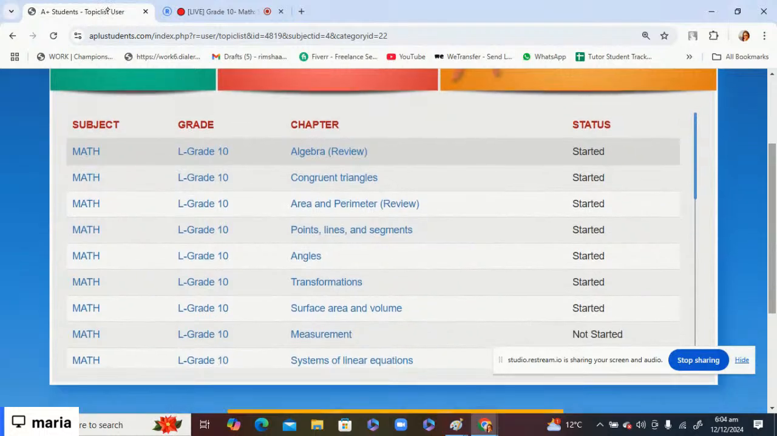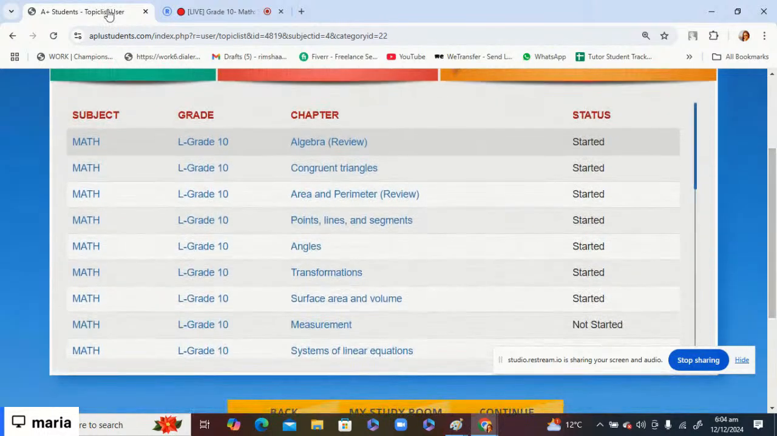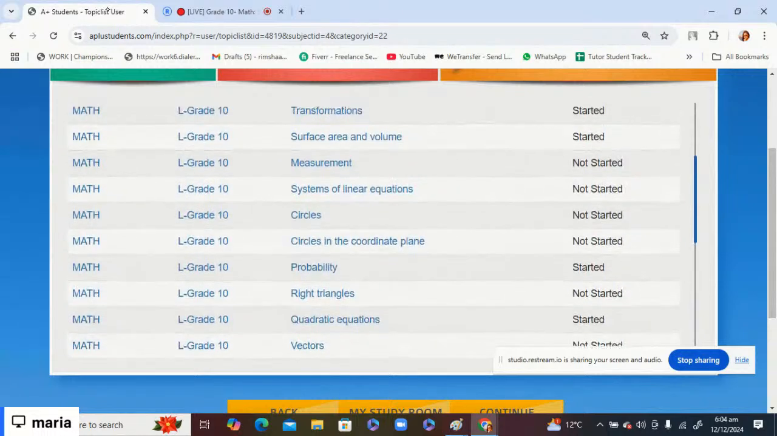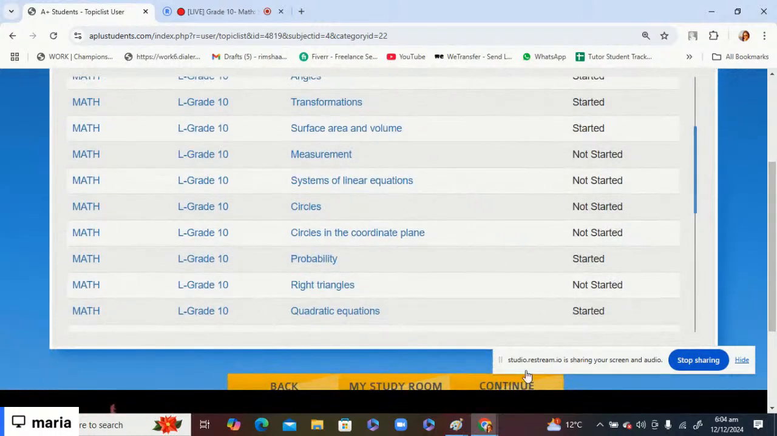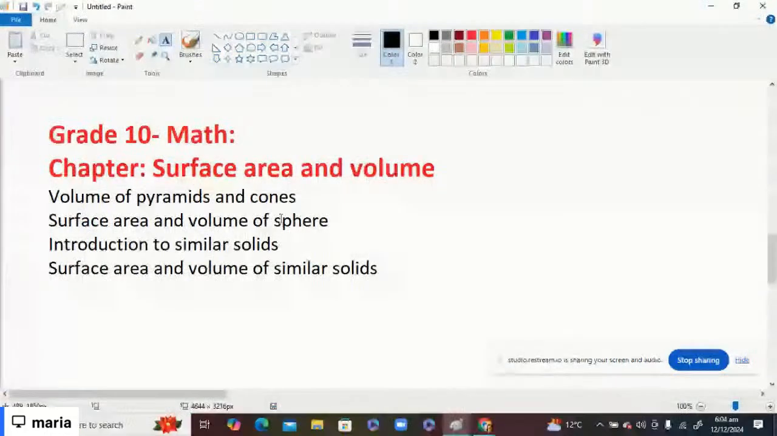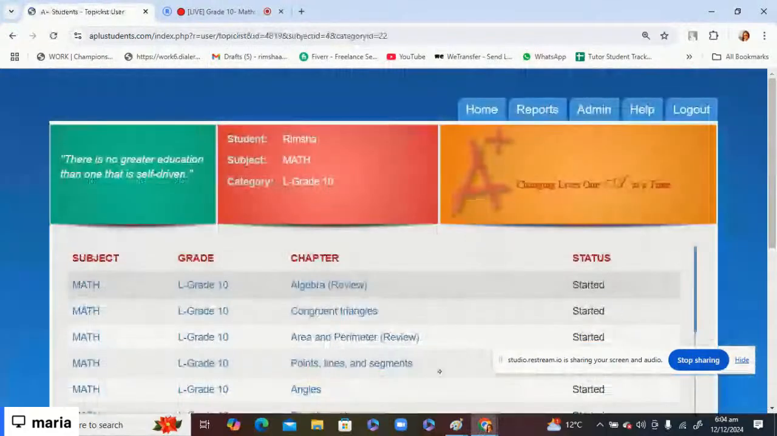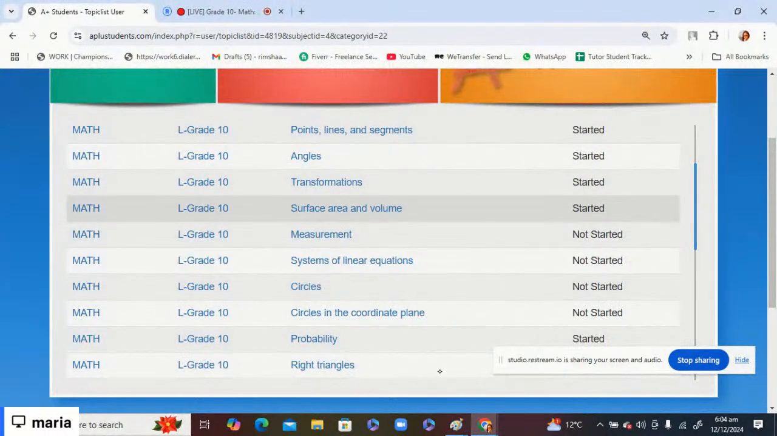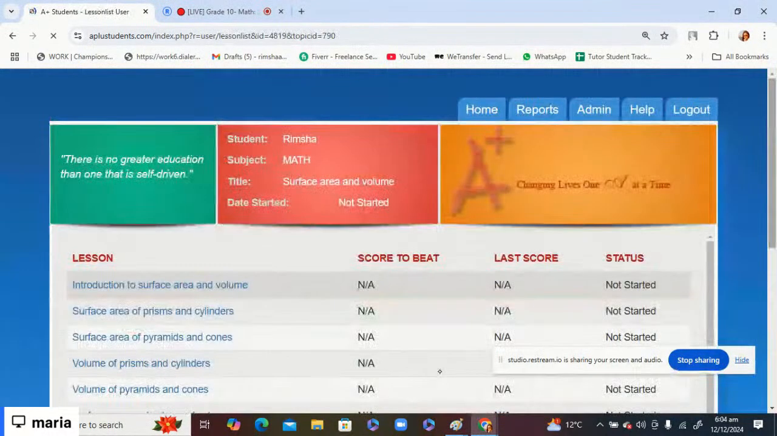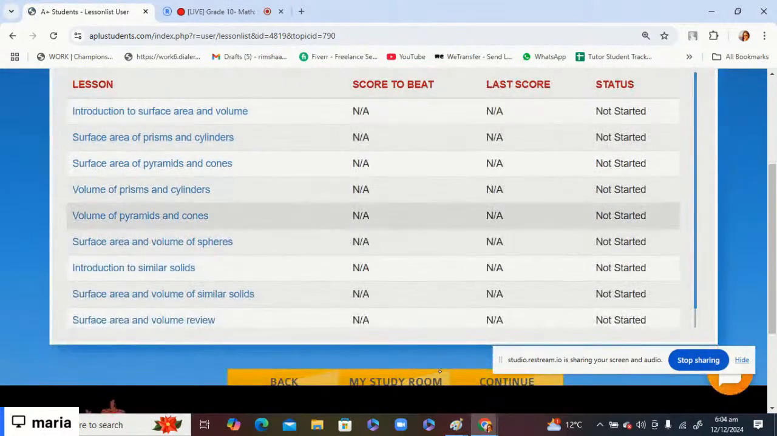So there is the list of the lessons for grade 10, and we are on surface area and volume. Okay, let's continue with it. And the lesson which we cover today is volume of pyramids and cones.